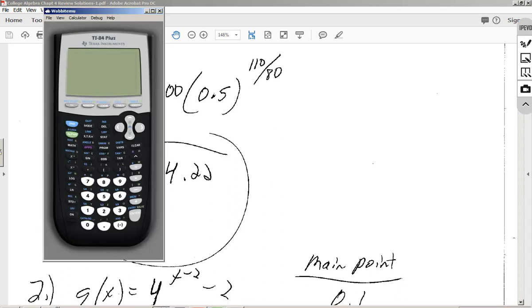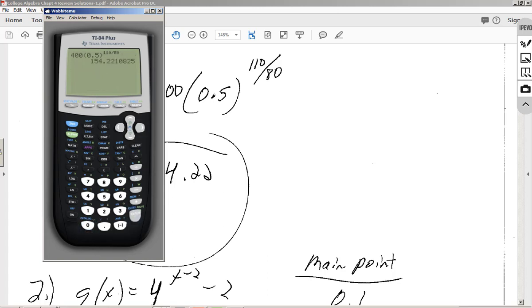So if you take your calculator, we just go ahead and type in 400. And we're going to take that times 0.5. So 0.5, and go ahead and hit your power key. And then type in our 110 divided by 80.